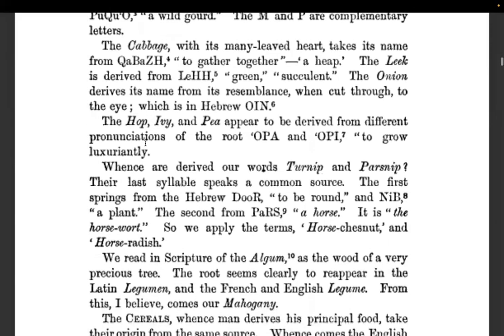The onion derives its name from its resemblance, when cut through, to the eye, which is the Hebrew oin, right? O-I-N, iron, and it's like the iron on. So it's like an eye. It also irritates the eye when you cut it, right?